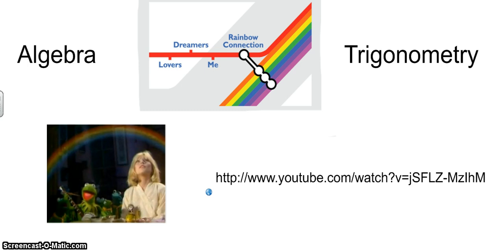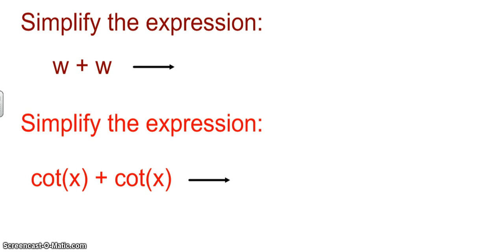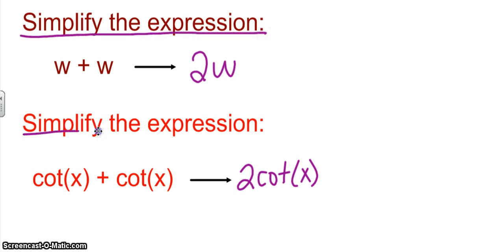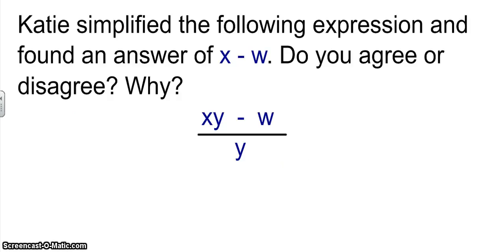We are making connections today all between algebra and trigonometry. So to start, simplify the expression using your algebra skills. If I have w plus w, I have two w's. Using that same knowledge, I could say that I'm going to simplify cotangent plus cotangent to be 2 cotangent of x. Keep in mind that we are simplifying expressions. We are not solving equations, so there are no equal signs here. We're just drawing arrows to show how things simplify.